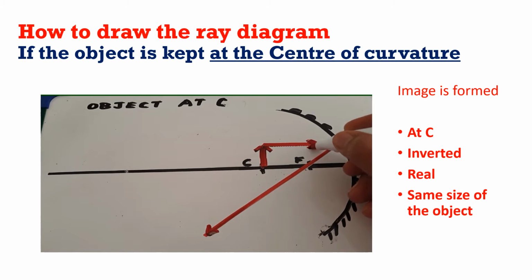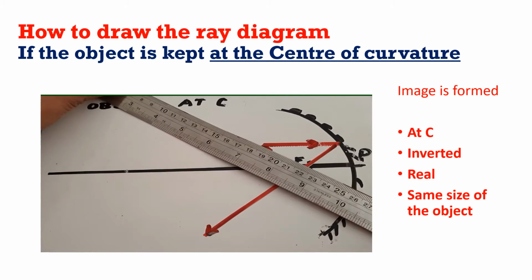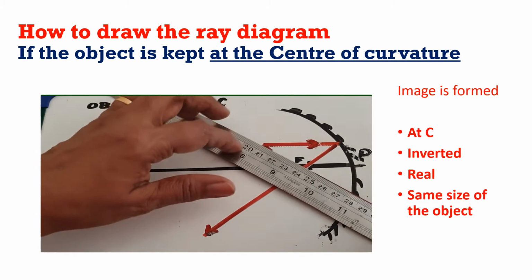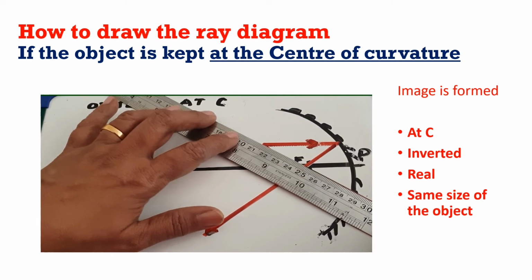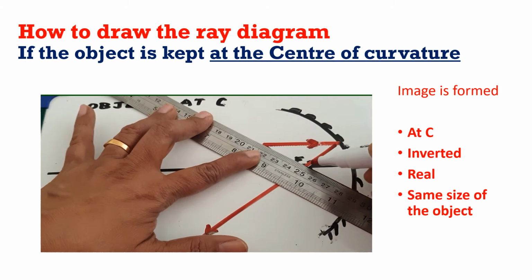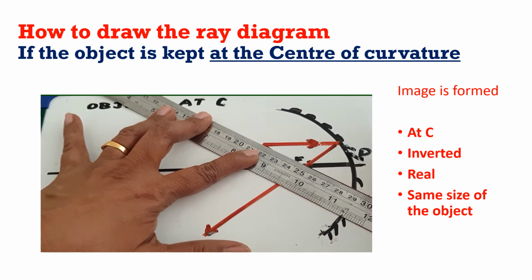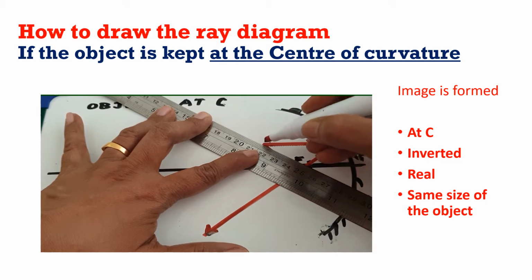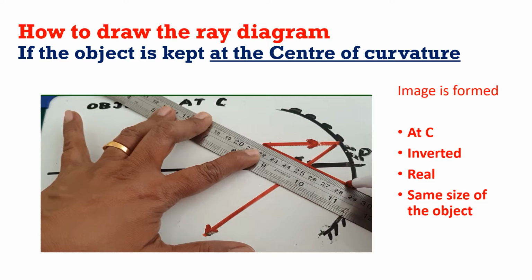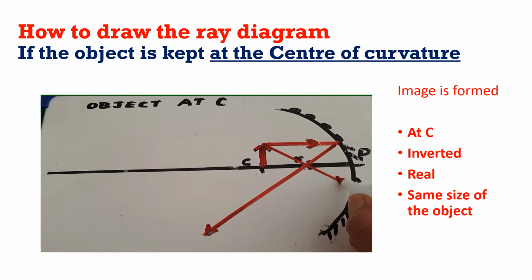Now the second ray will start from the object, pass through the focus and reaches the mirror. After reflection it will go parallel to the principal axis. So see, it is passing through the focus and reaches the mirror. This is the focus. We will keep the mark here. And when you draw, use a sharp pencil, otherwise it will be difficult to get.